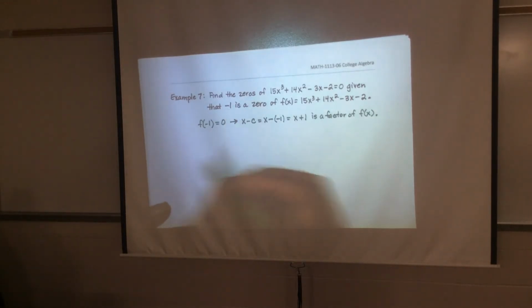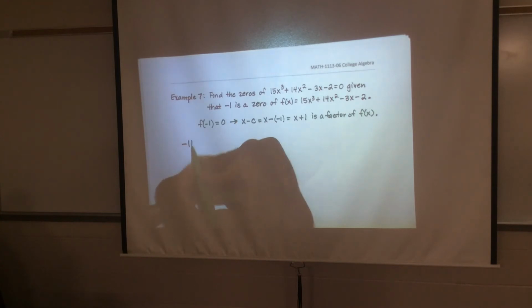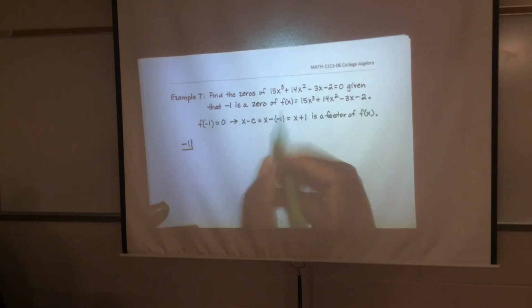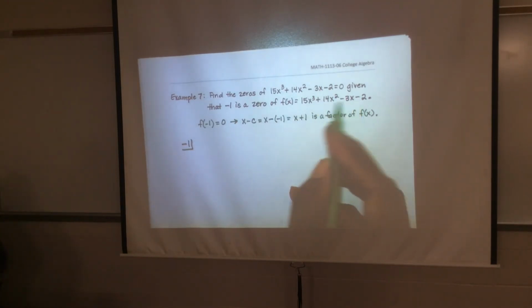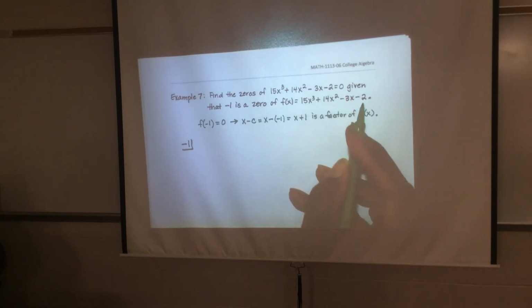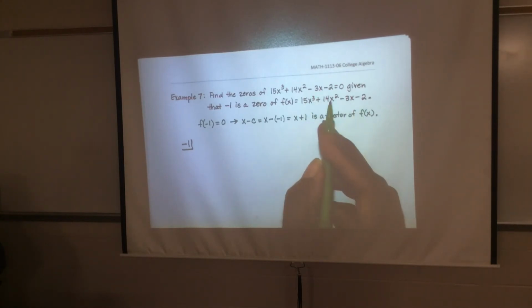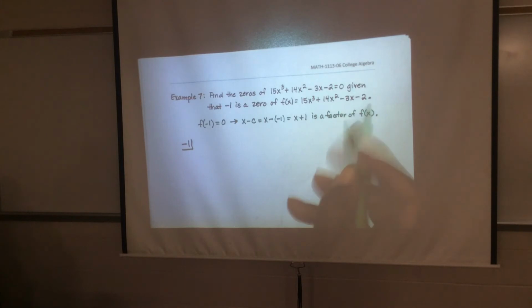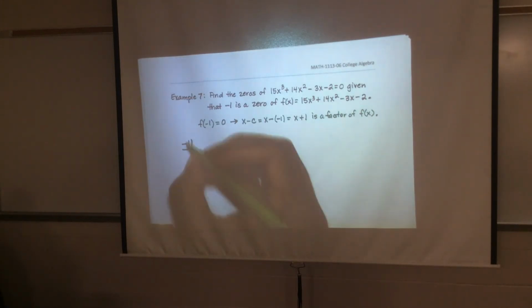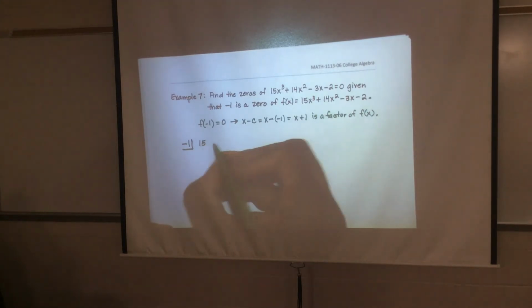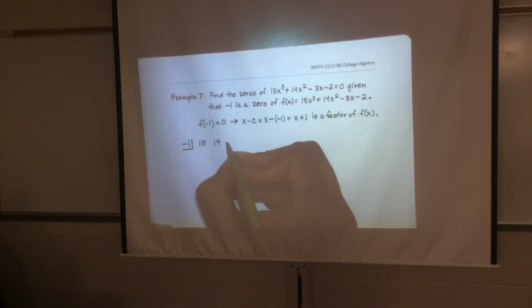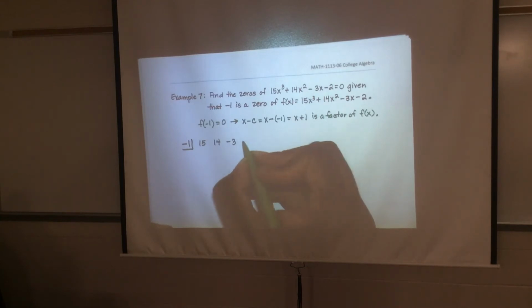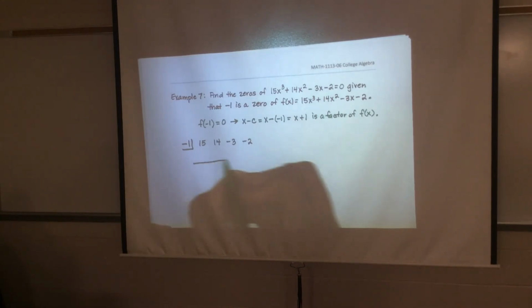Here we're going to use that negative 1 as our divisor. Now in this f of x function, there are no missing terms. I do have x cubed, x squared, the x, and the constant. So here, the coefficient of x cubed will be 15. For the x squared, 14. For the x, negative 3. And then negative 2 as your constant term.